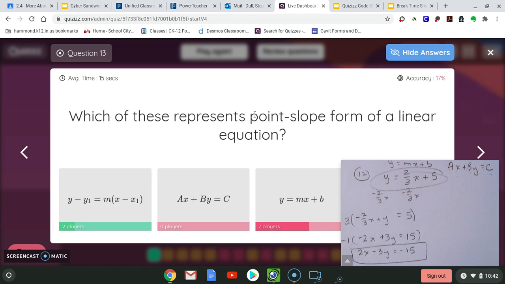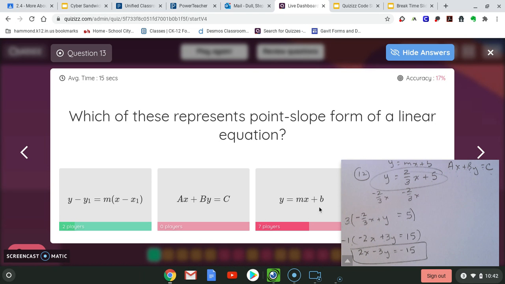All right, and then the last one we had, this one, number 13. This was just kind of recognizing which of these represents point-slope form of a linear equation. Well, now it's just a matter of, we've been taught this. Can we recall it? So most of us know y equals mx plus b. That's one of the things that almost everybody remembers from Algebra 1, and that's slope-intercept form.